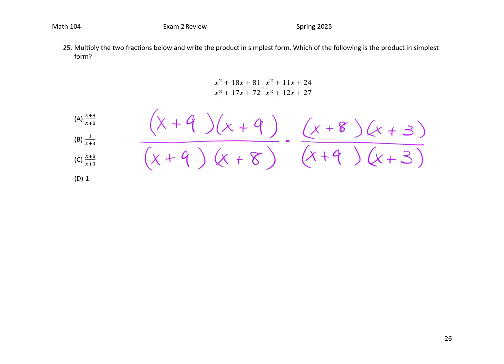And now I find identical factors that can be canceled. So I've got an x plus 9 and x plus 9, an x plus 9 and an x plus 9, x plus 8, x plus 8, x plus 3, x plus 3. Everything canceled, which means that this is equal to 1. That's just one big fancy form of 1.